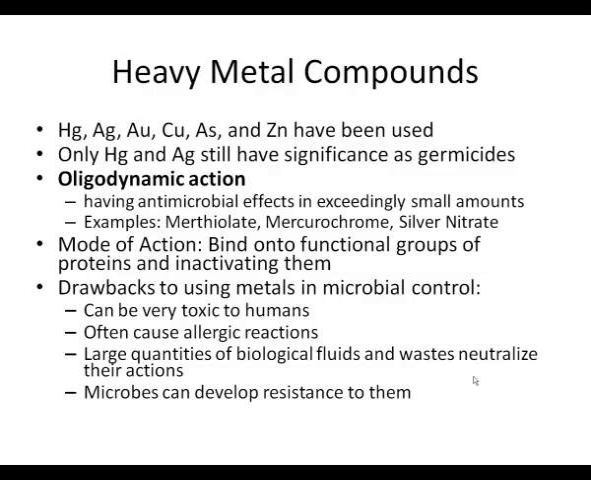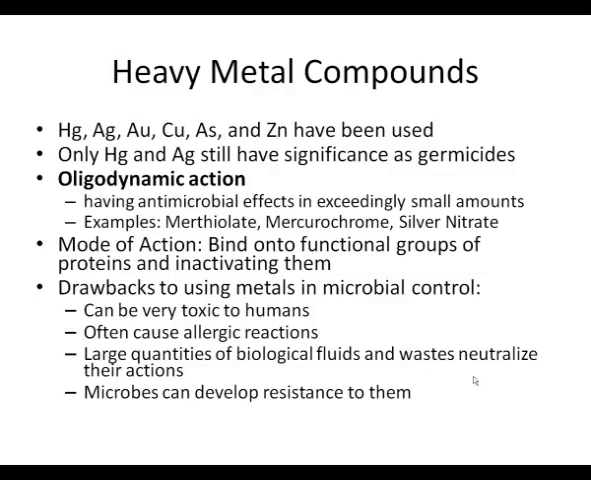Merthiolate and mercurochrome are old medicines. These have been around for years and years. This is the stuff that makes your skin red when you put it on. Silver nitrate is what they put on the eyes of babies when they're first born to prevent neonatal conjunctivitis. If a mother has gonorrhea, when she delivers, the baby could potentially have gonococcal conjunctivitis. They put silver nitrate in the eyes to prevent that.